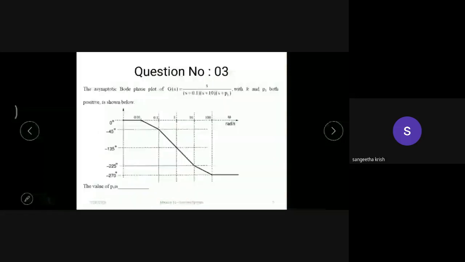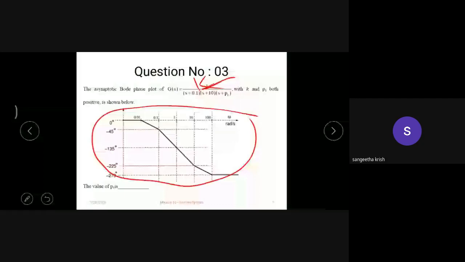Next, question number 3. The asymptotic Bode phase plot of g of s is equal to k divided by s plus 0.1 into s plus 10 into s plus p1, with k and p1 both positive, shown below. Okay, they gave some Bode plot. What is the value of p1? This is a Bode plot for the given g of s. Now they're asking what is the value of p1. Once again, it is very easy.